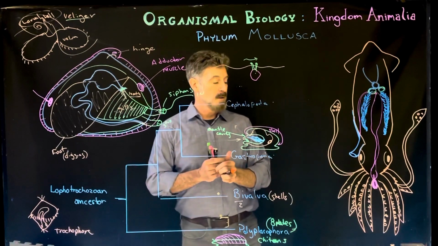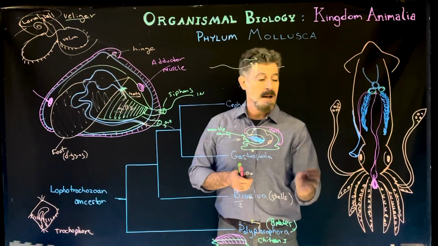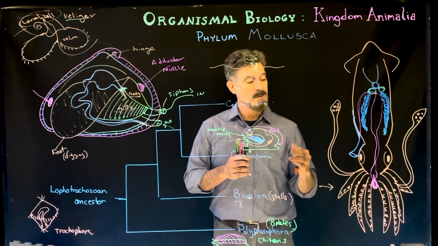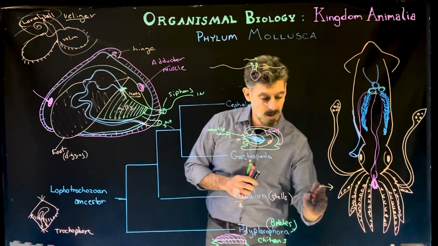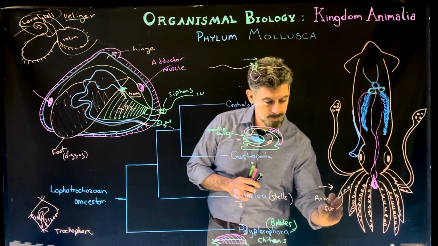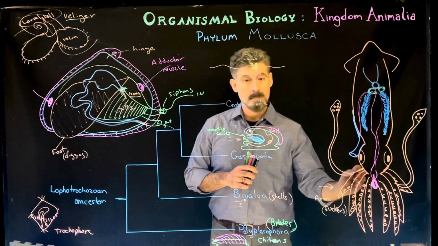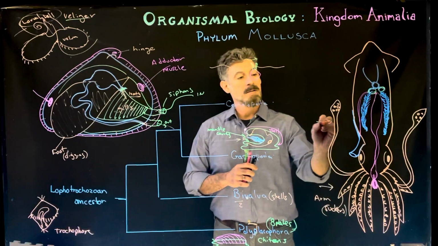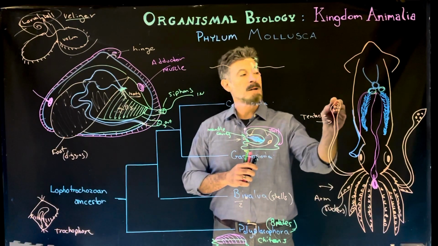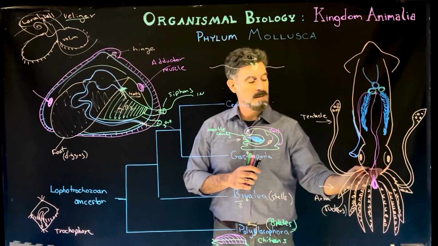But their overall anatomy is pretty much the same, whether they're tiny or very large. The foot of a typical gastropod has been modified in the cephalopods into arms and tentacles. The way to tell the difference is that an arm has suckers on it, and the suckers are along the whole length of the arm. A tentacle only has suckers at the end, like this.